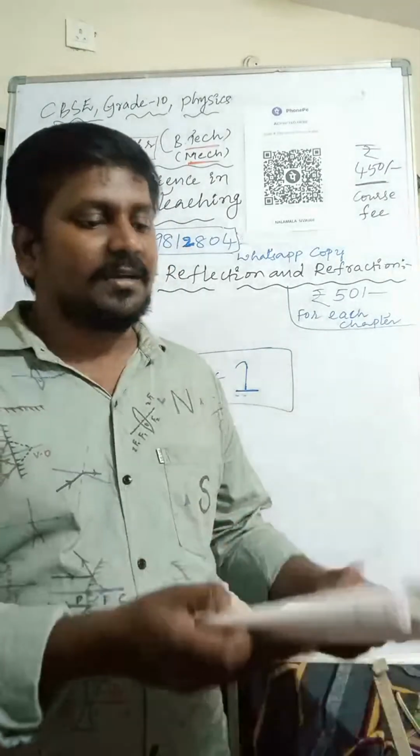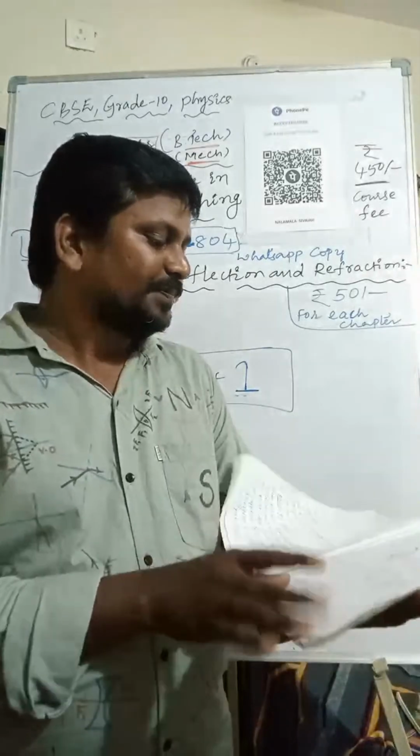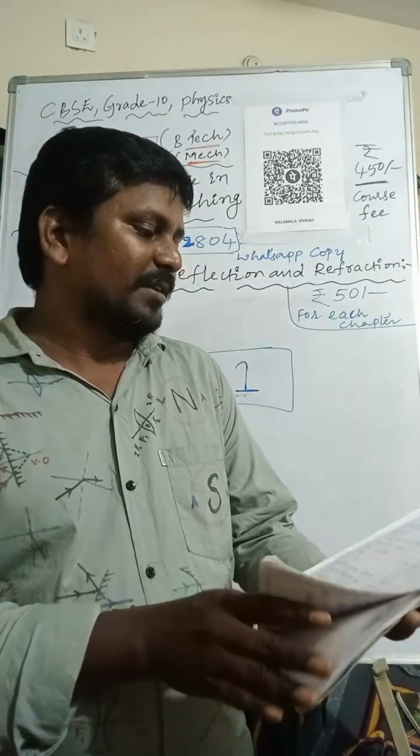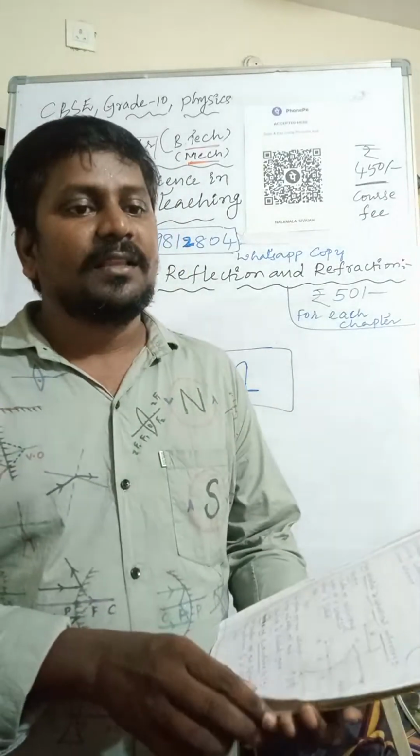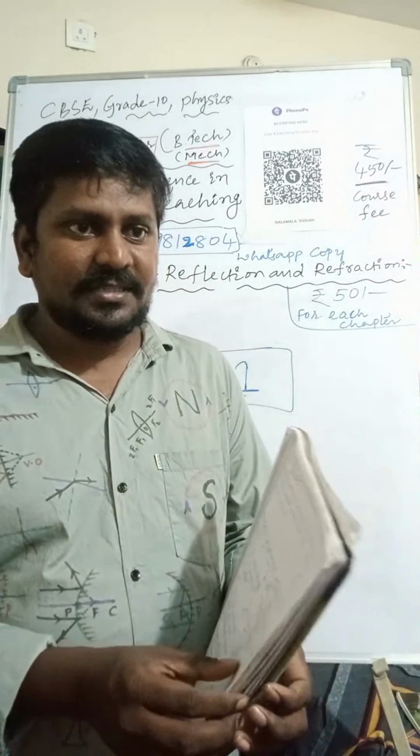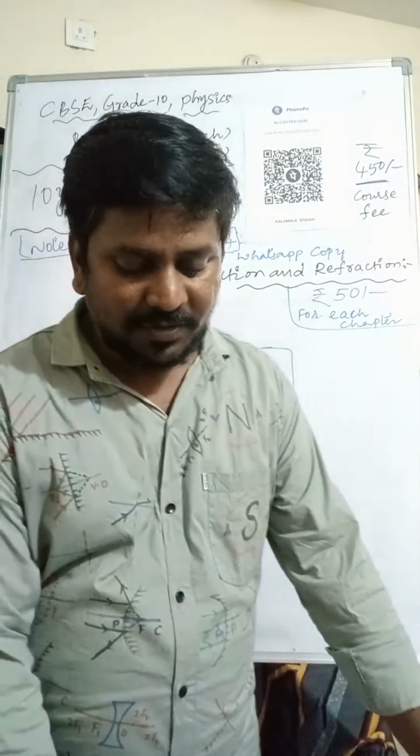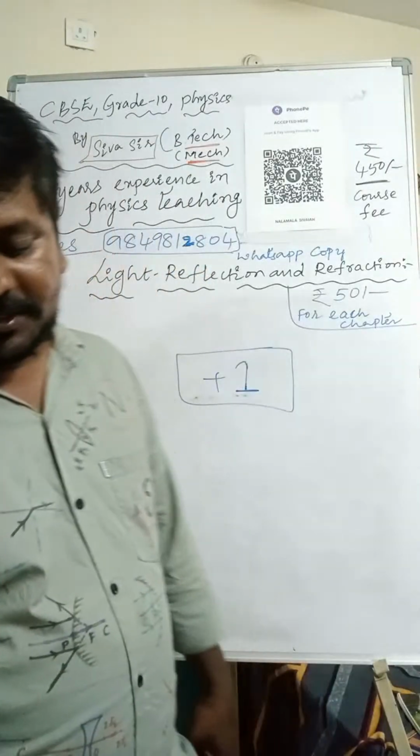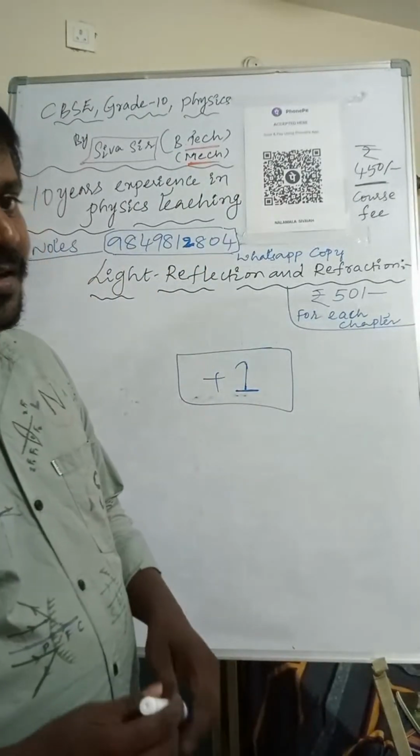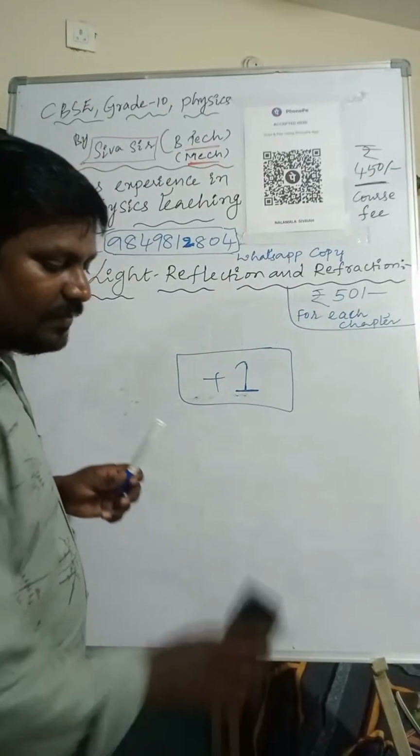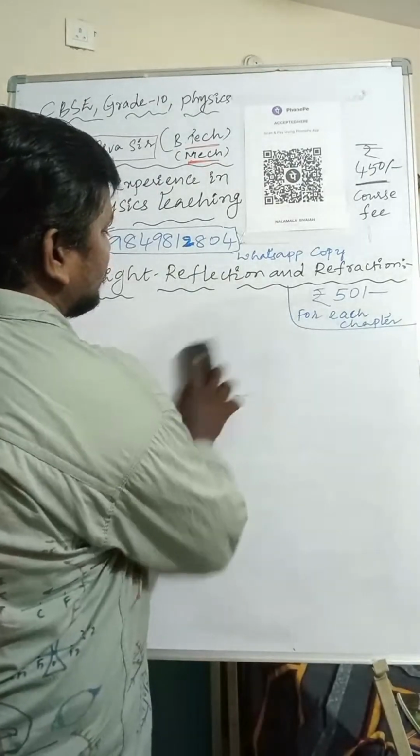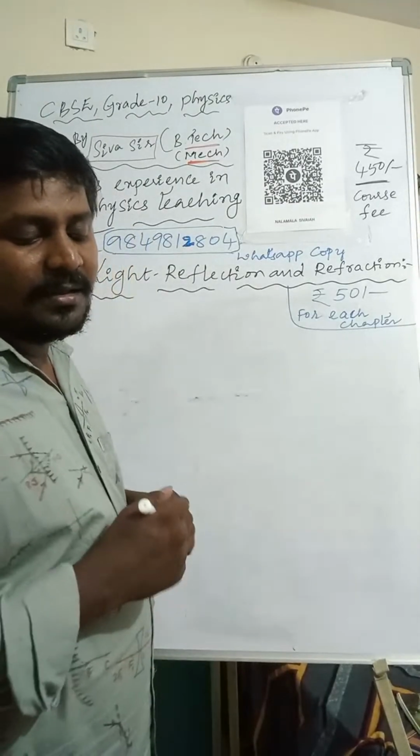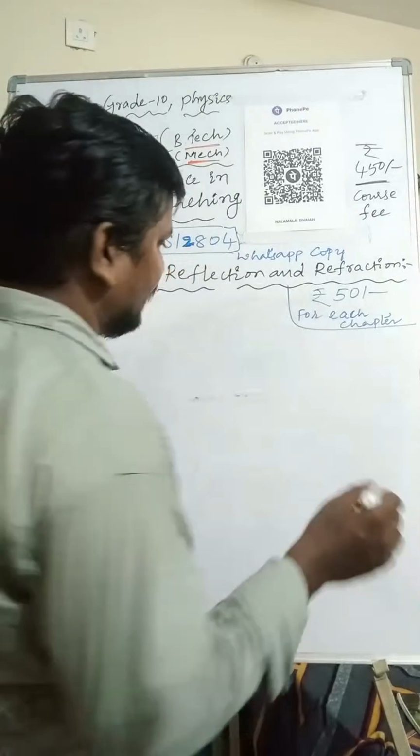Next is the spherical mirror. A mirror which is in the form of a curved surface is called a spherical mirror. There are two types of spherical mirrors, convex mirror and concave mirror. Actually, if you take this sphere and take a small part of this sphere, that portion is the mirror.